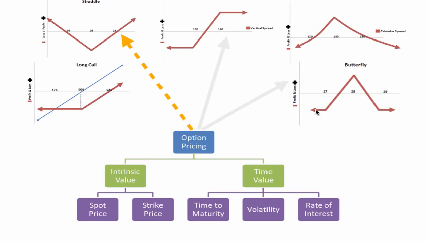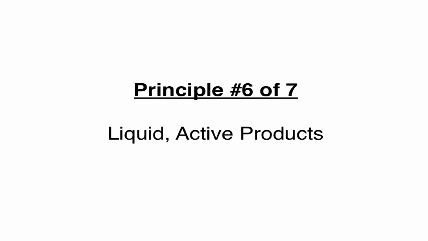And again, I could go over all of these here below, or above, but the key here is that we have to look at the underlying security and the factors around that option trade, which will help us determine which one to trade. People get it very, very backwards in this industry, and that's what leads to a lot of losses. Okay, so let's get into principle number 6 of 7, and that is liquid active products.